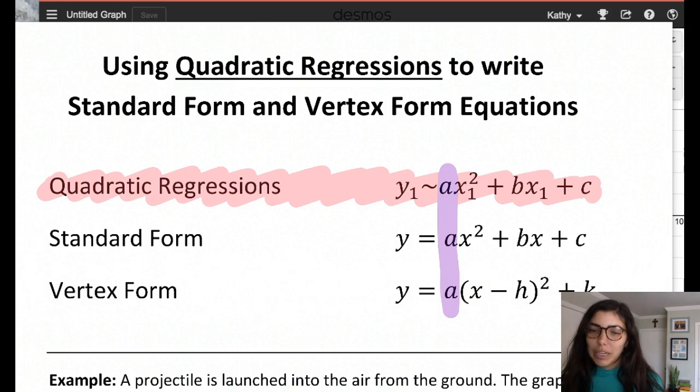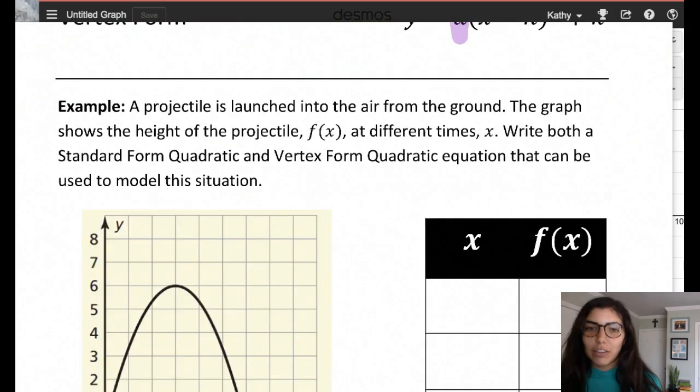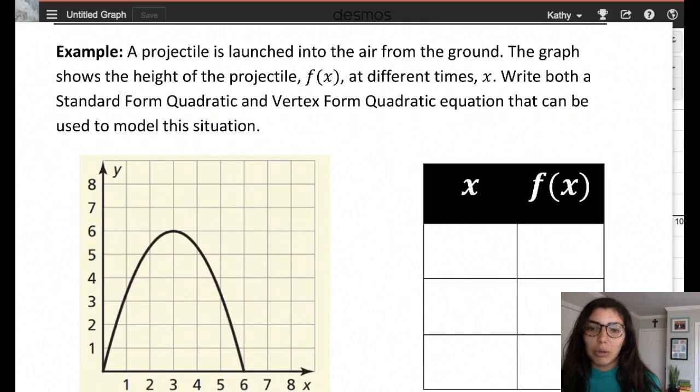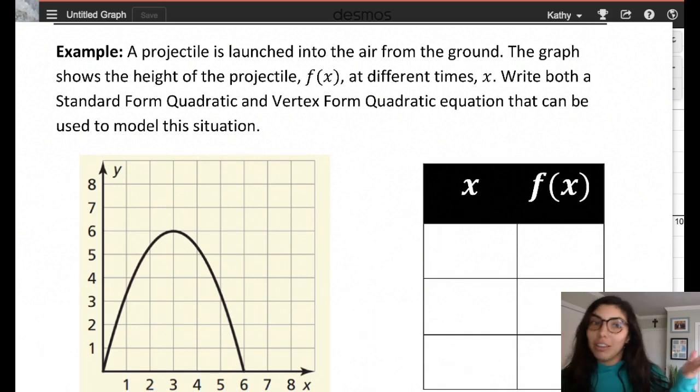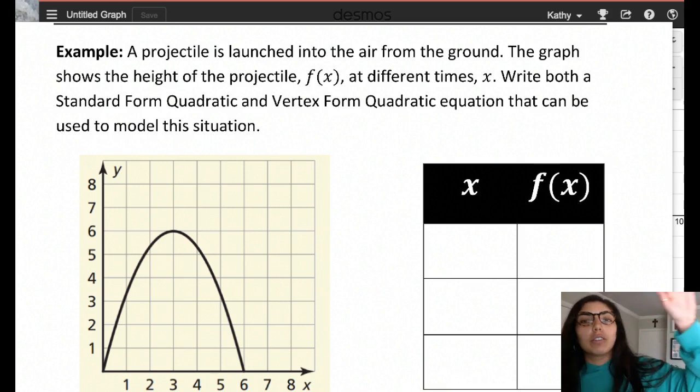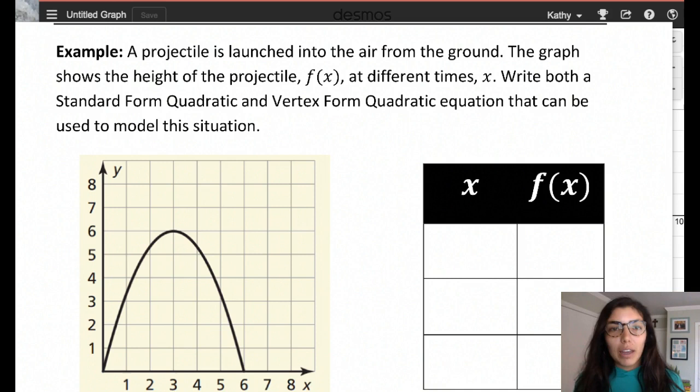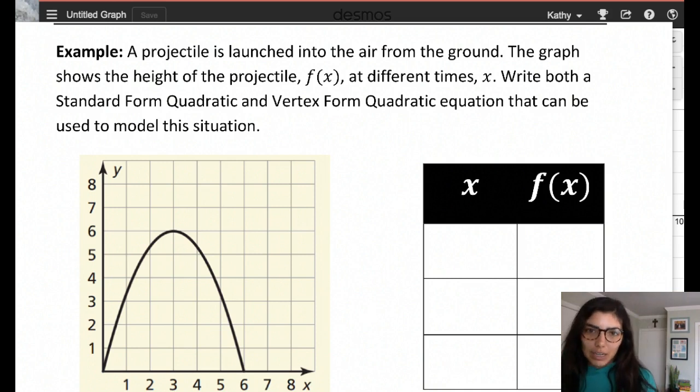But we're always going to begin with standard form in Desmos. So for example, you might get a question like this, and this is when math starts to get really cool because we're talking about projectile motion here. It says a projectile, which is like a ball, is launched into the air from the ground. What goes up must come down. That's a quadratic. The graph shows the path of the projectile at different times. Write both the standard form quadratic and vertex form quadratic equation that can be used to model this situation.